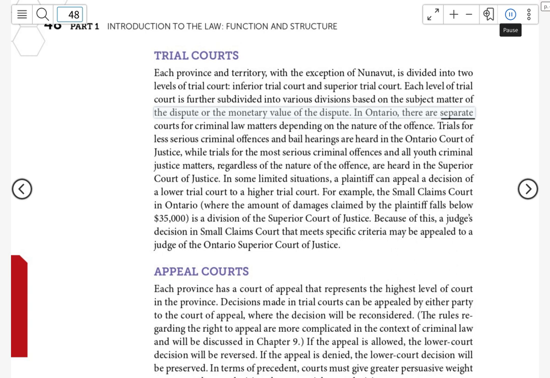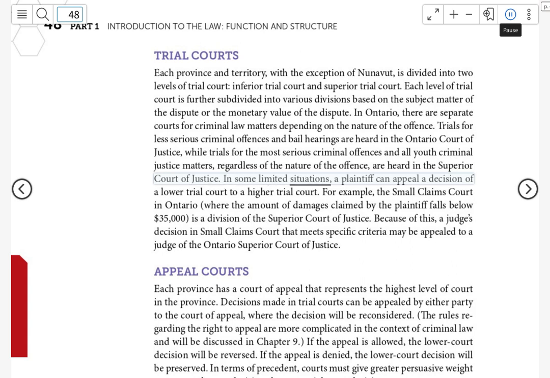In Ontario, there are separate courts for criminal law matters depending on the nature of the offense. Trials for less serious criminal offenses and bail hearings are heard in the Ontario Court of Justice, while trials for the most serious criminal offenses and all youth criminal justice matters, regardless of the nature of the offense, are heard in the Superior Court of Justice.